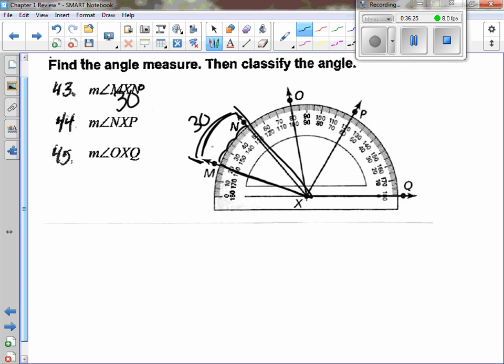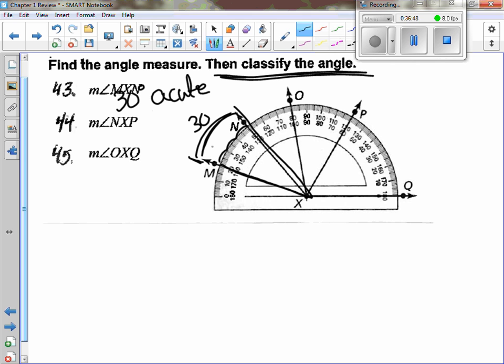And again, this will show up on the test. If you put 30 degrees, you only get it half right, because it said to what? 30 degrees is what? It's an acute angle. It's 30 degrees and it's acute because it's less than 90.